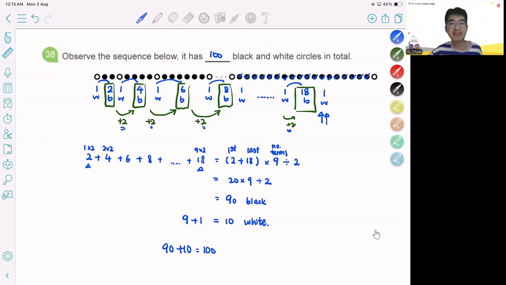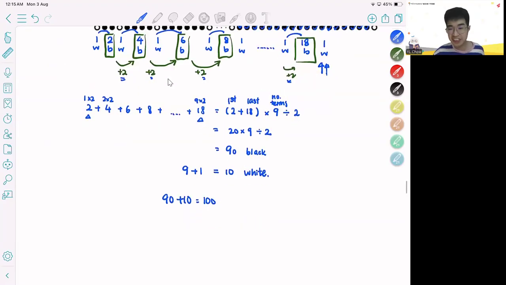Okay, so this question is pretty interesting. It tested on multiple ways of thinking, and how to calculate the sum. Okay, now this question is over.